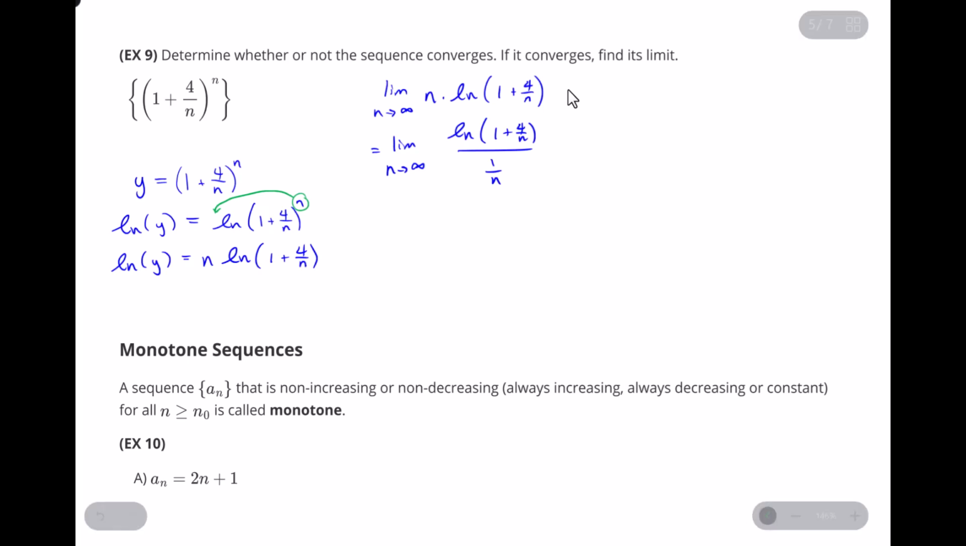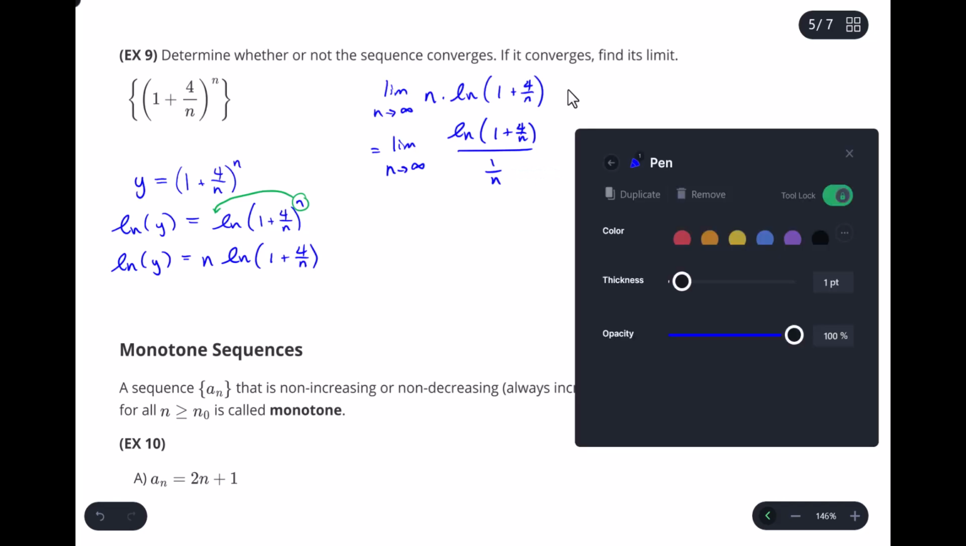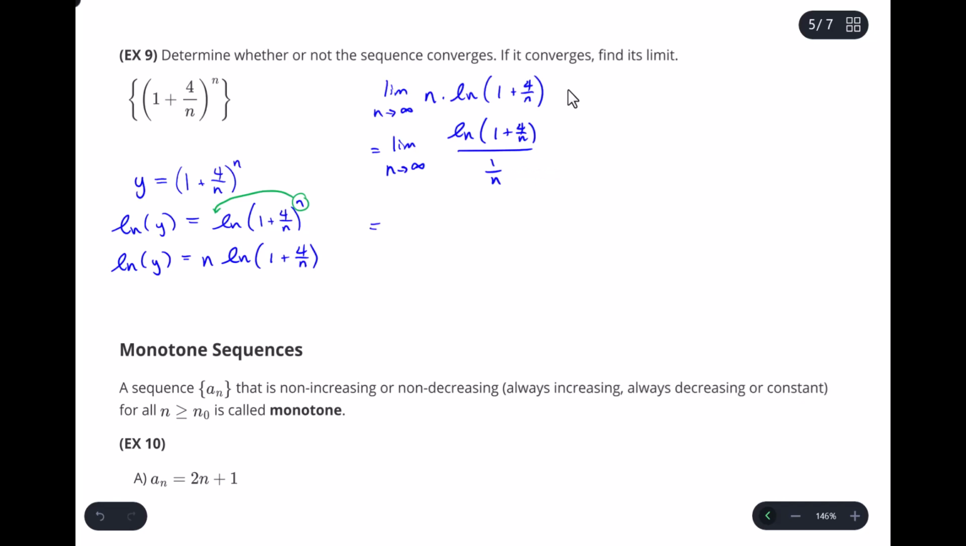Now, the reason I would do that is because as n goes to infinity, 4 over n is going to go to 0, so this is going to approach the natural log of 1, which means the numerator is approaching 0. And the denominator, as n goes to infinity, is approaching 0. So this is effectively something of the form 0 over 0, which is a type that I can apply L'Hopital's rule to. And that's what I'm going to do next here. I'm going to say that this is equal to, for L'Hopital's, the limit as n goes to infinity.